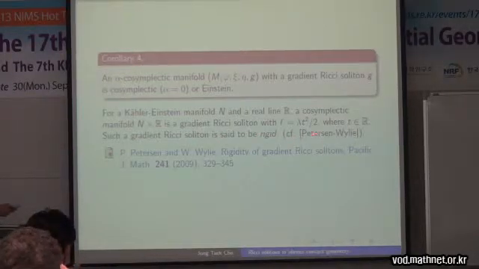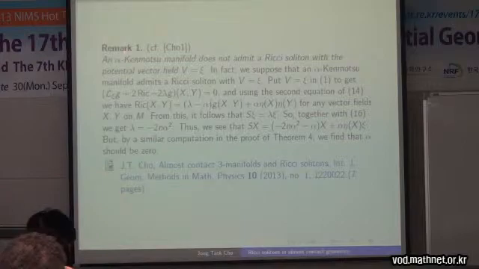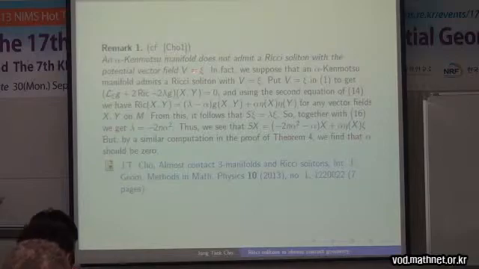Such a gradient Ricci soliton is said to be rigid. It is investigated by Petersen-Wylie in 29. Remark: an alpha-Kenmotsu manifold, here alpha is non-zero, does not admit a Ricci soliton whose potential vector field V is the Lie vector field. We omit the detailed proof.